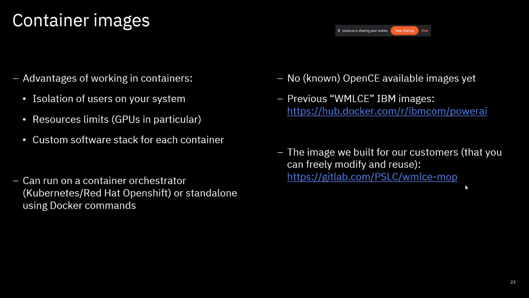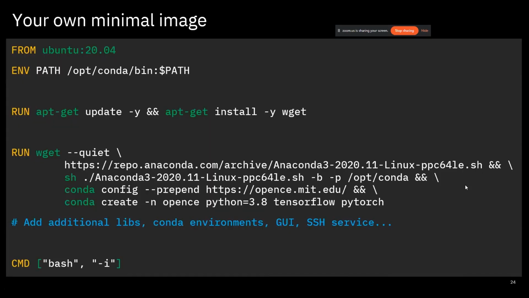I did a few tests, and you'll see it's pretty easy to build a minimal image that will work. So basically, you start from an image. I picked Ubuntu, and you just wget the Anaconda installer, run the installer, configure the OpenCE channel, and then create environments before starting the container. So that's a very minimal working example of a Dockerfile.